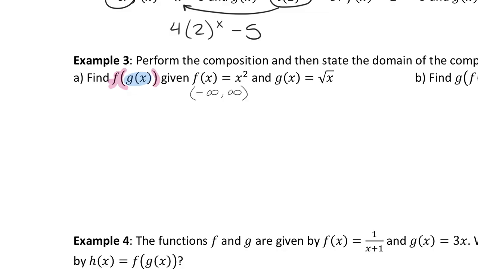What kind of numbers are you not allowed to plug into a square root function? Negative, which means that the domain for this function is from 0 to infinity, because we can't plug in a negative number. When we go to do the composition, we have to include the domain of the inside function and then the final function.